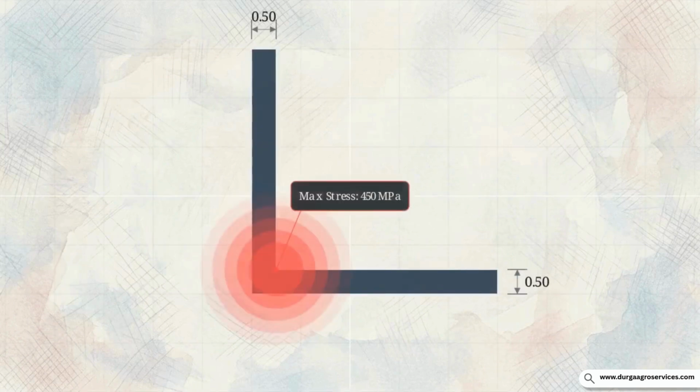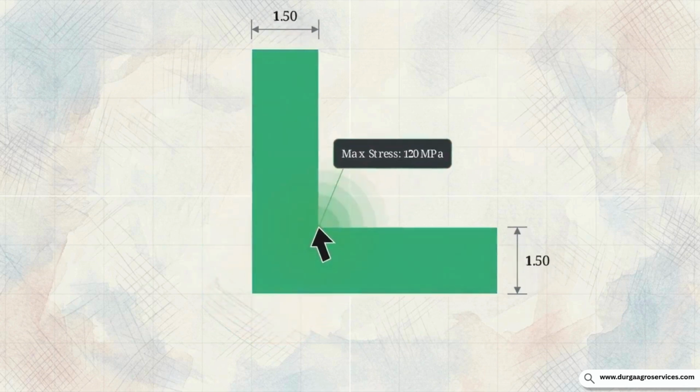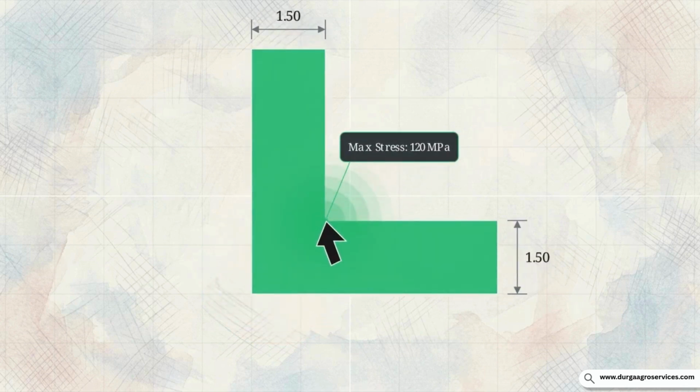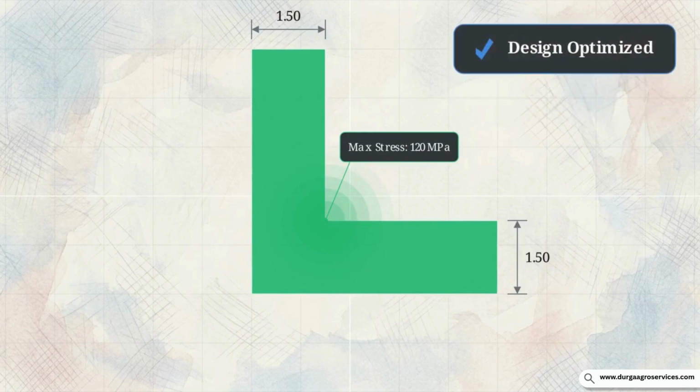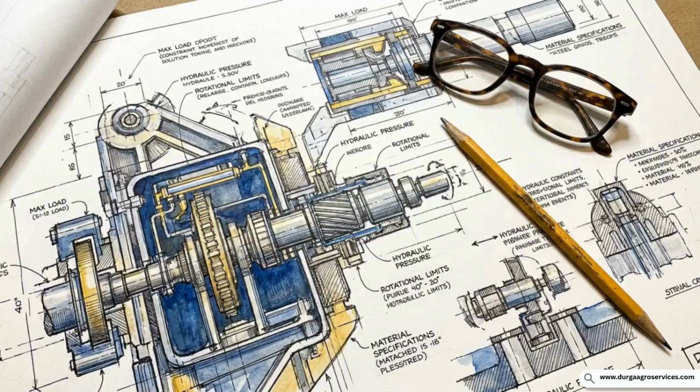If a bracket is showing dangerous stress levels, the engineer can simply drag the surface to increase the material thickness and watch the stress heat map instantly cool from red to green. No manual remeshing required. This real-time feedback loop removes the friction of trial and error, shortening the cycle between conceptual drafting and performance verification.